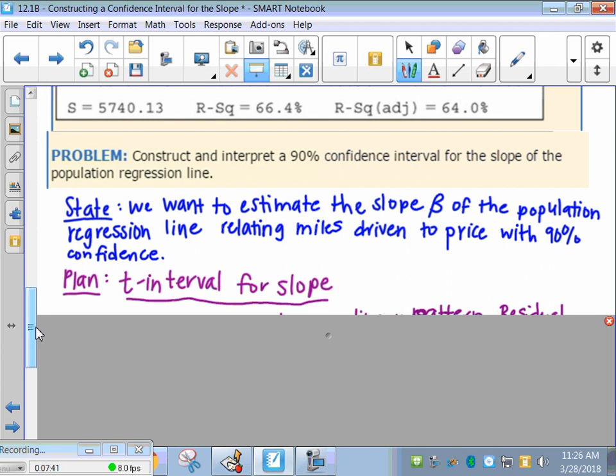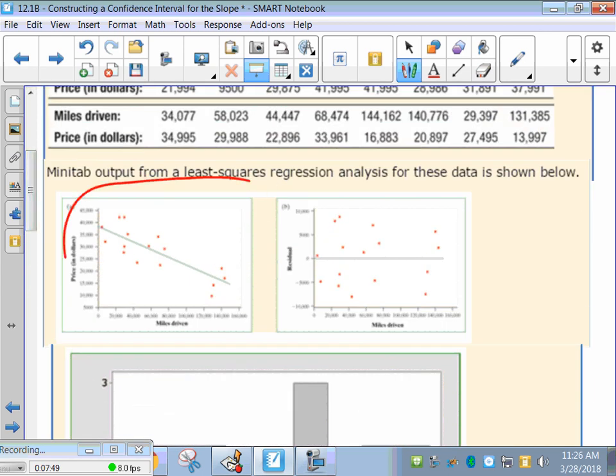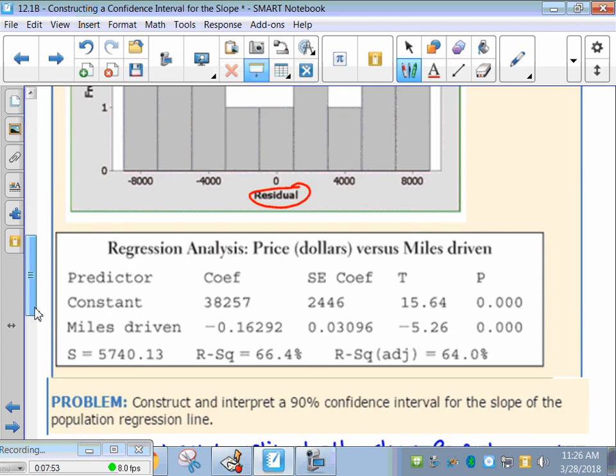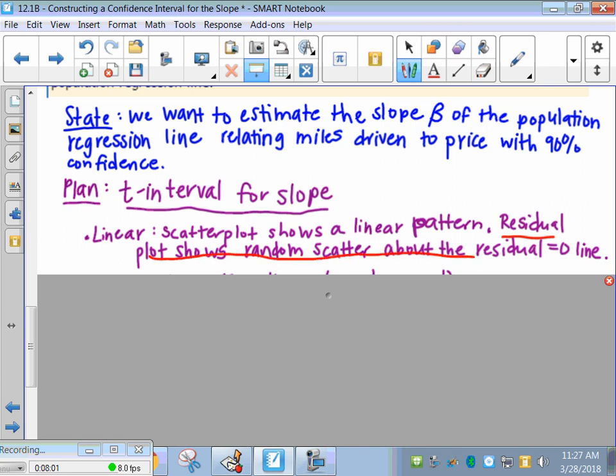And LINER stands for what? So L is, okay, linear. So we're going to look at these two things. We've got our scatter plot is roughly linear, and our residual plot has no leftover pattern, so we can assume it's linear. Another way they say this is the residual plot shows random scatter about the residual equals 0 line.